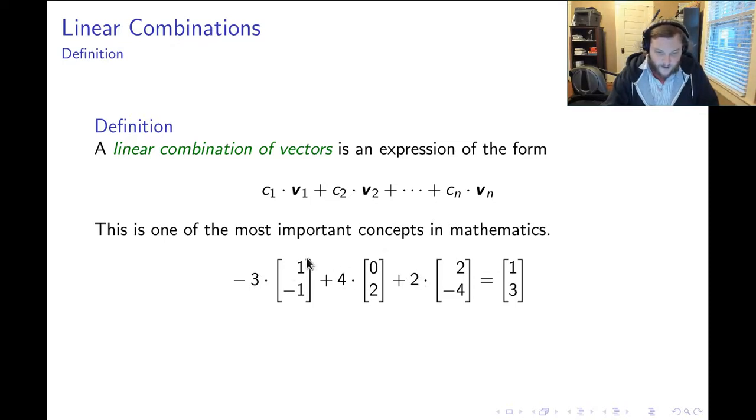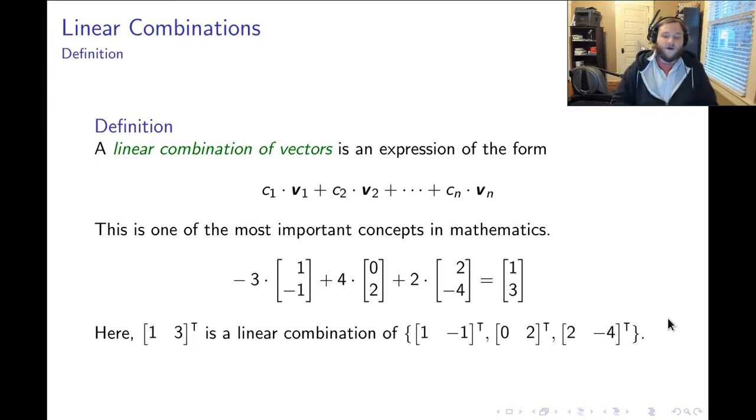So now I'm going to scale (1, -1) by the number -3. I'm going to scale (0, 2) by the number 4. And I'm going to scale (2, -4) by the number 2. And when I do all those scalings and then I add everything up, I produce this new vector, (1, 3). So the language we would use as mathematicians here is we would stare at this equation and we would say, okay, we've managed to produce the vector (1, 3) by taking a linear combination of (1, -1), (0, 2), and (2, -4), using these particular scalars.